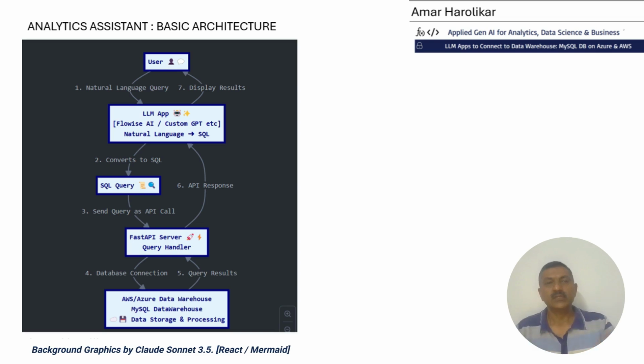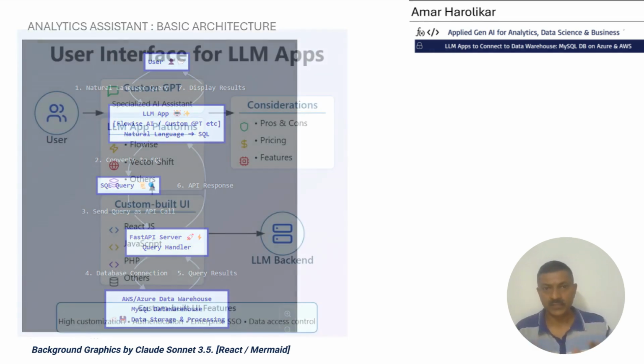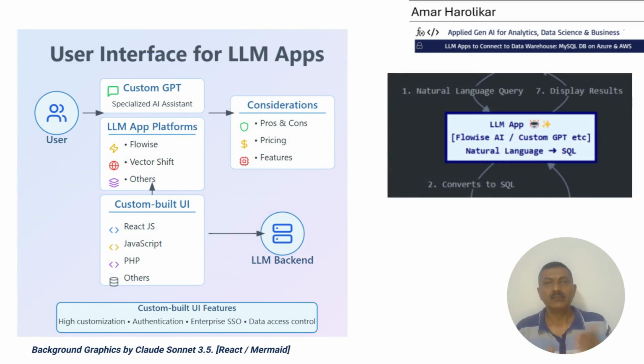So we start with the user and the user interface. It can be any user interface. It can be through a custom GPT. It can be a front end built with tools like Flowise, VectorShift, or any of the other numerous LLM platforms. Now, each platform or tooling has its own pros, cons, pricing, and considerations.